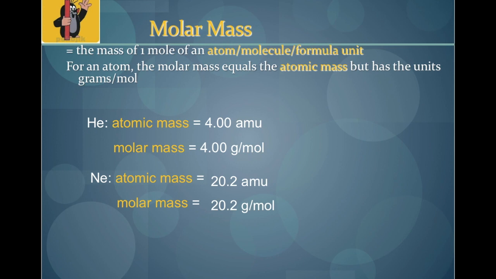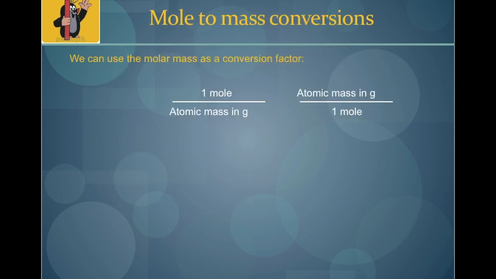Because of the way the mole is defined, we can do conversions between moles and mass. To do so, we need to use molar mass as a conversion factor. And like all conversion factors, it can be written as a ratio of moles per atomic mass in grams, or atomic mass per mole.